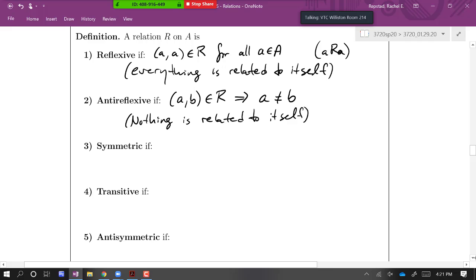A relation is symmetric. I'm going to start this off, and if you think about what the word symmetric means to you, I bet you can guess how it's going to end. If I have an ordered pair (A, B) in the relation, that implies, if we have symmetry, what do you think we can do? What do you think this means?